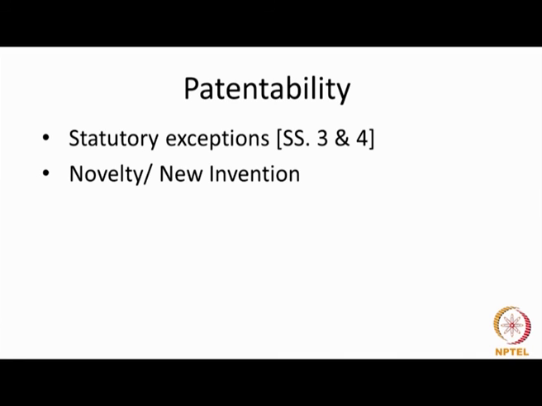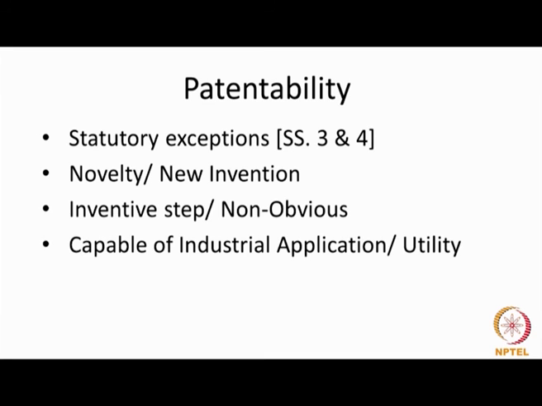So the statutory exceptions are applied first, and once you get over the filter of the statutory exceptions, then you would be required to prove the positive requirements, for instance novelty or whether the invention is new. Then you will have to demonstrate that your invention has an inventive step. In the US they call it non-obviousness. And the fact that the invention is capable of industrial application, it involves utility. So the test of patentability involves getting over the statutory exceptions and proving the ingredients of inventions, that is novelty, inventive step, and utility.